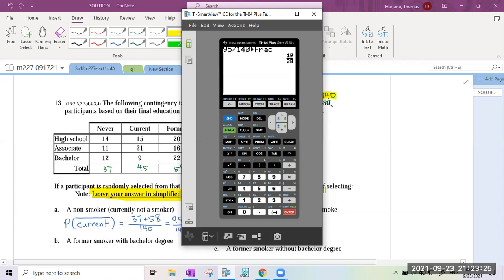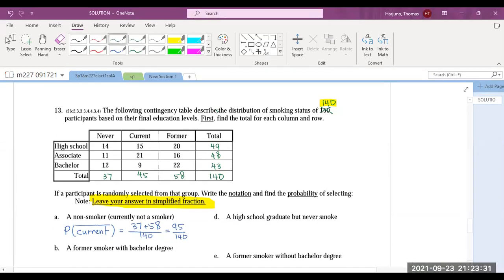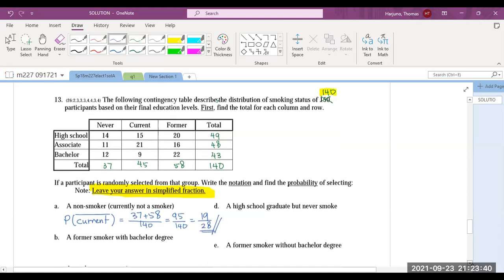So that's if you want to use calculator, but actually you can just look at that and say, oh, you know what? Both of them are multiples of 5. So on the top, I divide by 5. On the bottom, I divide by 5. You reduce the common factor.